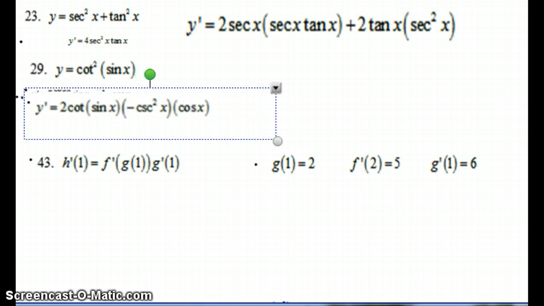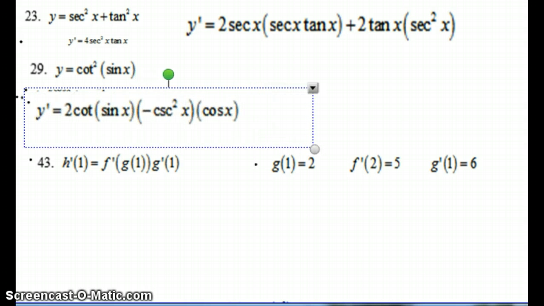Okay, so here I took the derivative and I said, okay, I need the power rule. So that's why the 2 is here and cotangent is to the first power. But I keep what was in cotangent. That doesn't go away. Now I'm going to take the derivative of cotangent. I did the squared part. Now I need to do cotangent.